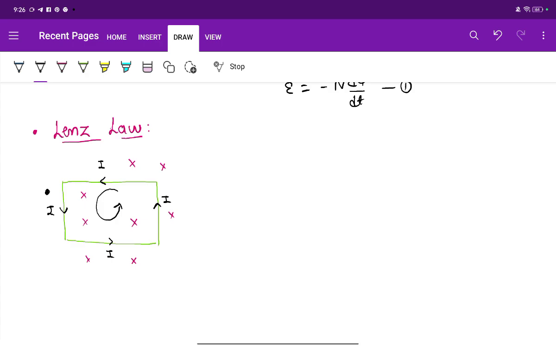So this magnetic field will oppose this external magnetic field. Okay, its cause. Let me write this in words.